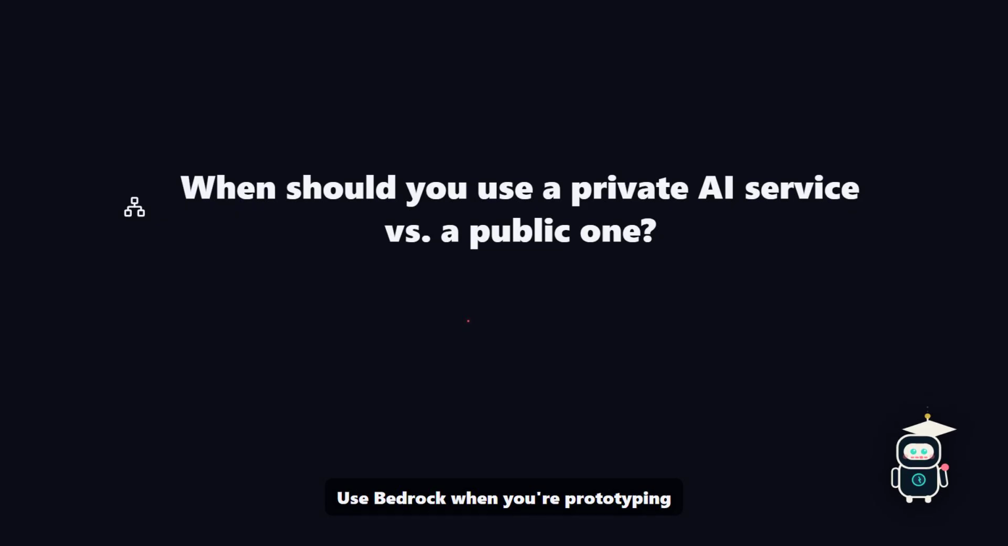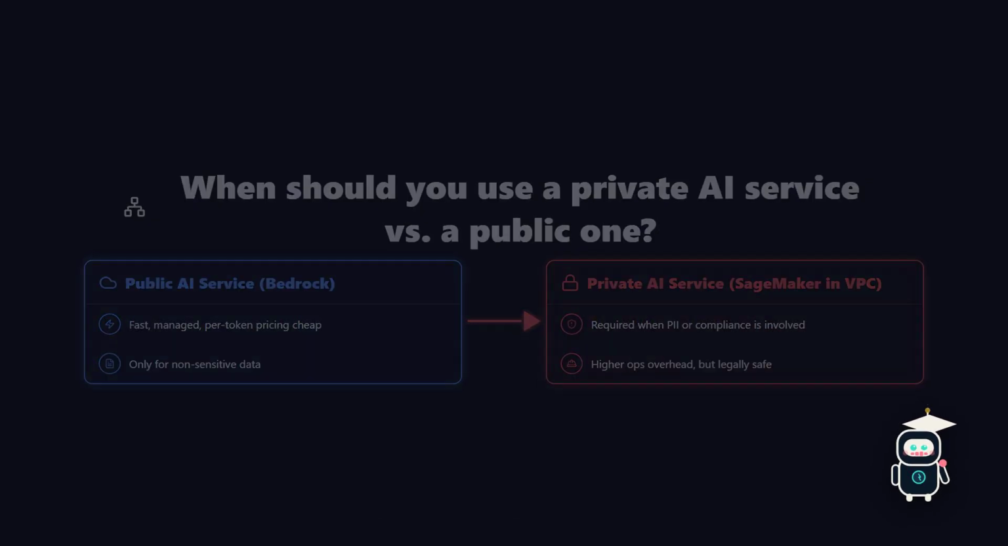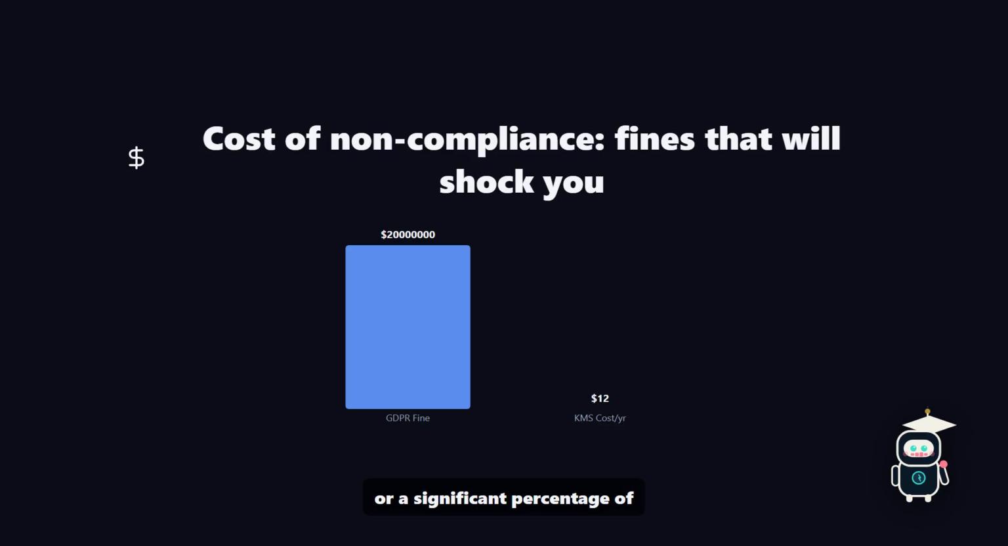Use Bedrock when you're prototyping with non-sensitive data. It's fast, managed, and per-token pricing is cheap. Switch to SageMaker in a VPC the moment PII or compliance enters the picture. The extra ops are worth the legal safety. Under GDPR, fines can reach tens of millions of euros, or a significant percentage of global annual turnover. That's enough to wipe out a department's budget. Meanwhile, AWS KMS costs only a few dollars per key per month. Investing in encryption and access controls is a fraction of a percent of the penalty you'd pay for a breach.